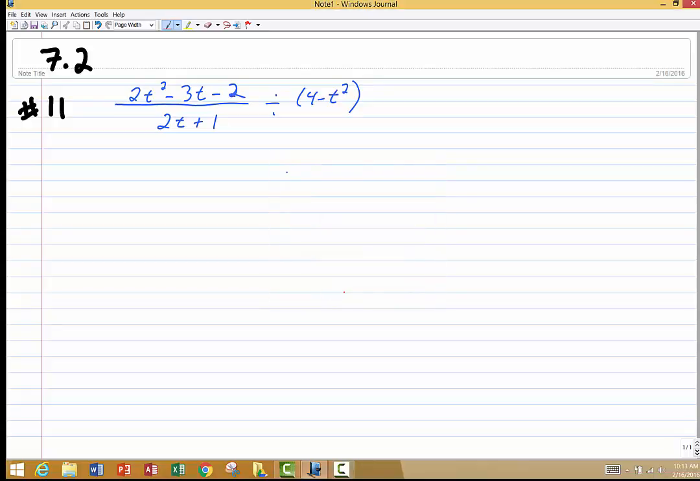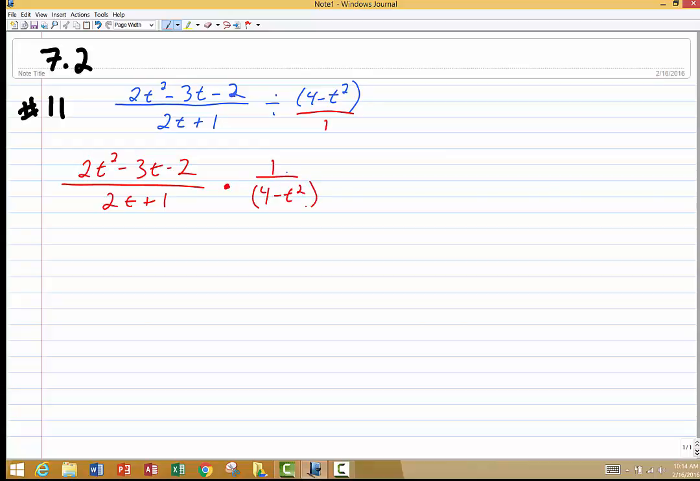Okay, so first of all, here on 7.2, number 11, we have (2t squared minus 3t minus 2) over (2t plus 1), divided by the quantity 4 minus t squared. So let's first write this in better notation. Dividing is the same as multiplying by the reciprocal, which is 1 over 4 minus t squared.